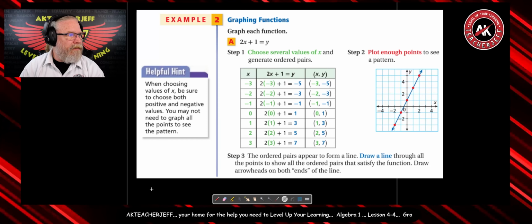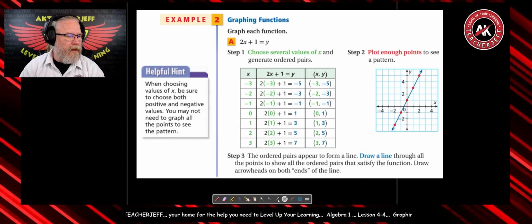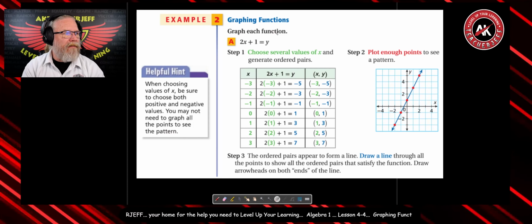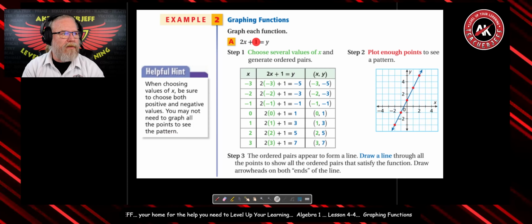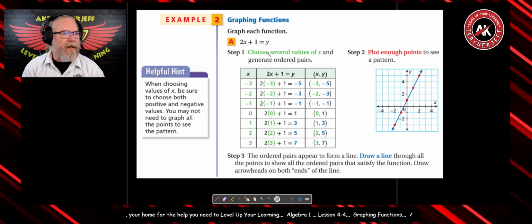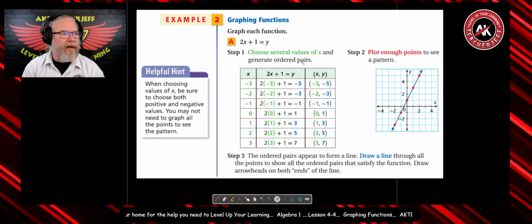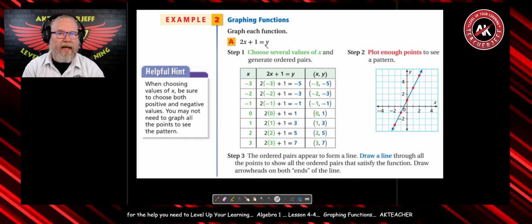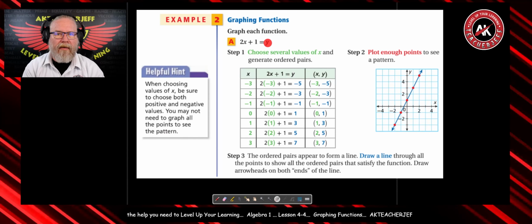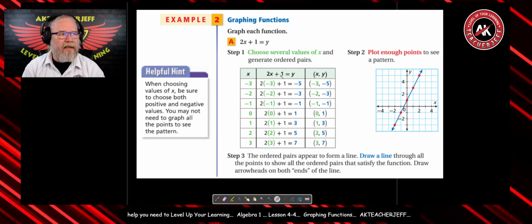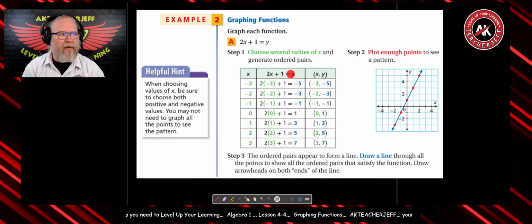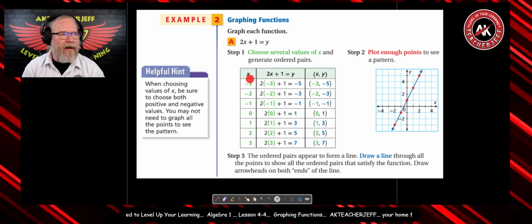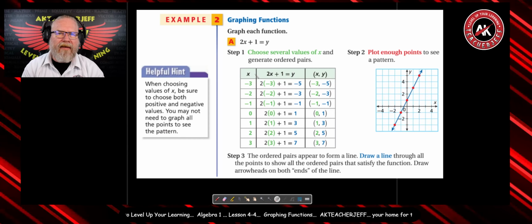Looking at the next slide, example 2, graph each function. So 2x plus 1 equals y. We're going to choose several values of x and generate ordered pairs. We don't necessarily have to solve for y. It's not on the right side, it is on the left, but hey, we'll be okay with that. We're going to make that center column our function rule column. The first column is going to be all of our domain, or all of our x values. Notice they don't give us a domain.